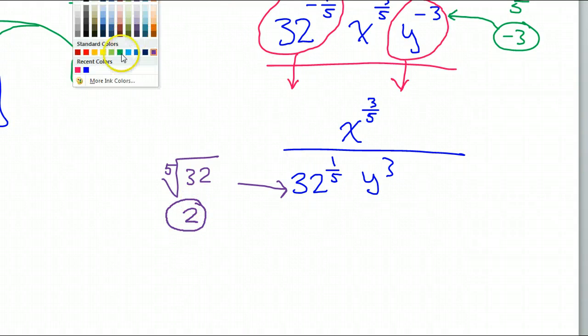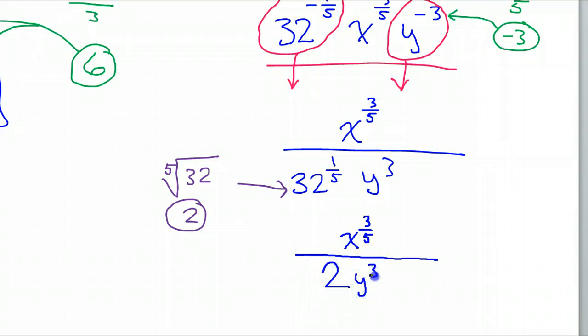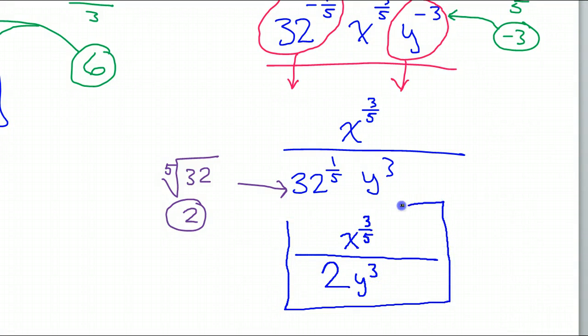Alright, so that's why the final answer is going to be x to the 3/5 power over 2 y to the 3rd power. And that will be the final answer.